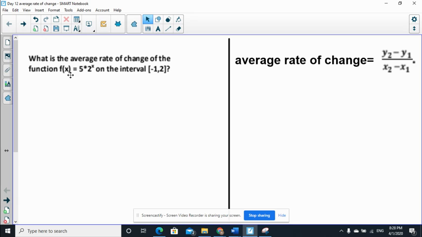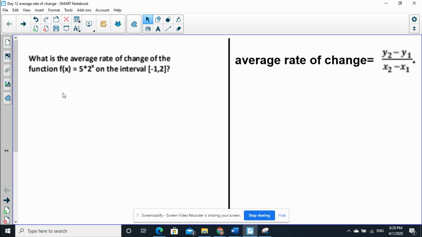We have this function f of x equals 5 times 2 power x. And of course, you know what this function is. Is it linear or exponential? Yeah, because the exponent here is a variable, so it's an exponential function. It's not linear. We want to find the average rate of change for this function on the interval -1, 2. That means we have two values for x.